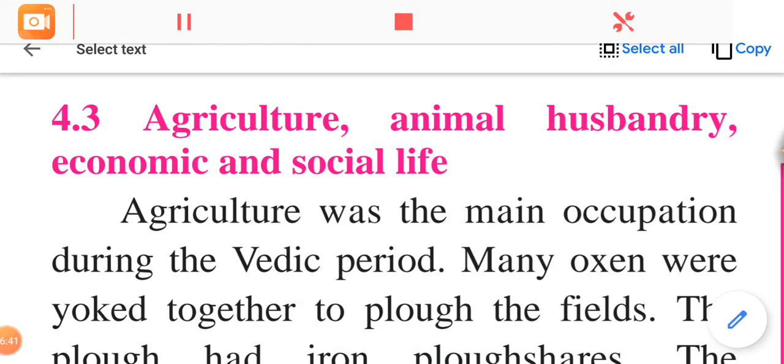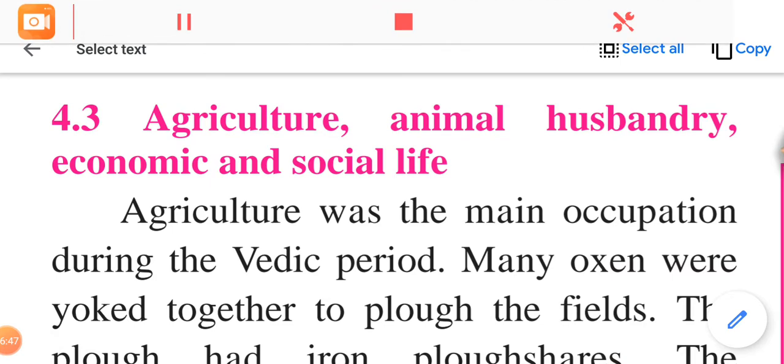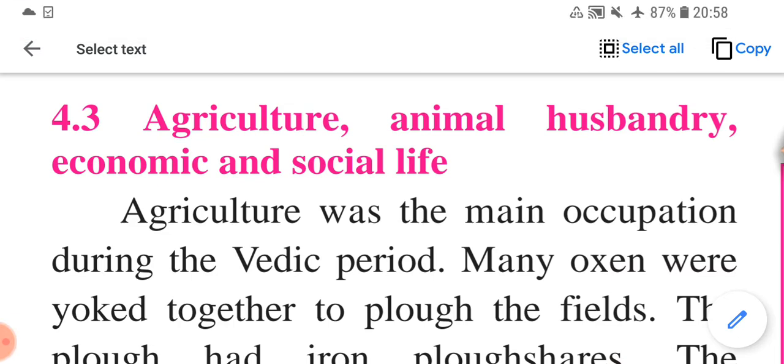4.3 Agriculture, Animal Husbandry, Economic and Social Life. Agriculture was the main occupation during the Vedic period. Many oxen were yoked together to plough the fields.